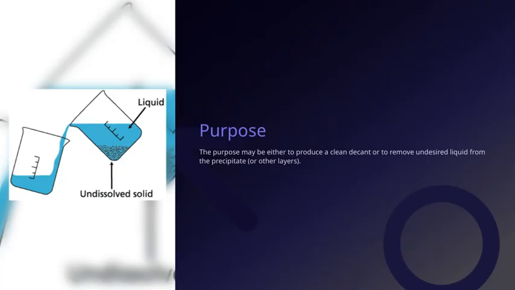Let's talk about the purpose behind the decanting process. The main goal here can be twofold. First, we might want to produce a clean decant, which means separating the liquid from the solid or other layers to obtain a purer sample. Alternatively, the purpose could be to remove any undesired liquid that's present in the precipitate or other layers. Understanding this helps us determine the best approach to decanting, ensuring we achieve our desired outcome efficiently. So, whether we're aiming for clarity or purification, the purpose guides how we handle the process.